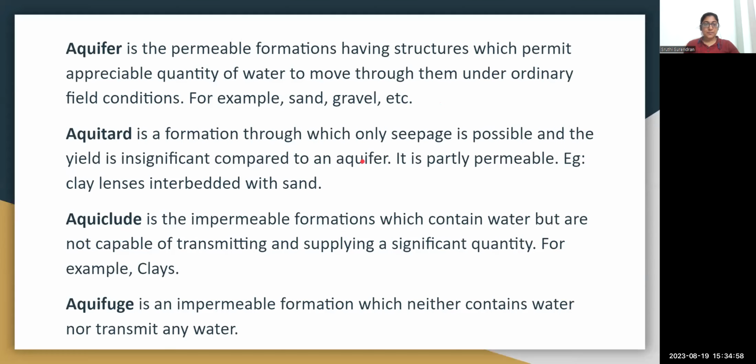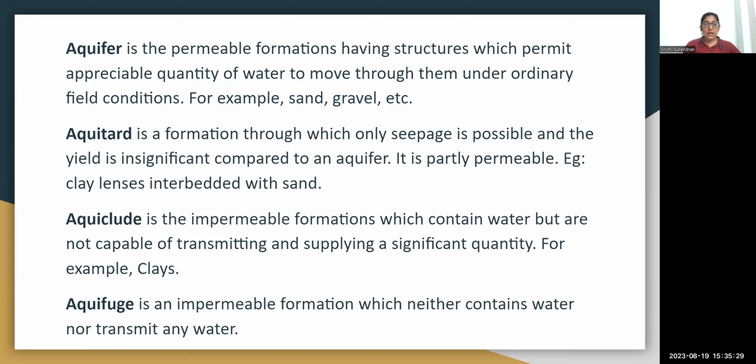So let's just refresh what all the terms are. An aquifer is what we all know. It is a geological formation consisting of plenty of water. It can transmit water as well as store water to a significant extent. Aquitards are formations which also contain water, but the water transmission or water yield is very insignificant when you compare it with an aquifer. It doesn't yield as much water as an aquifer yields.